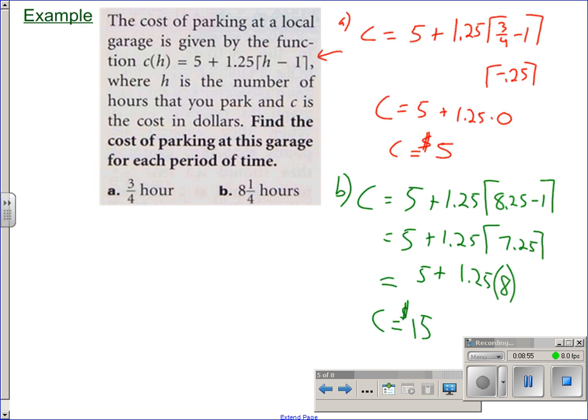Okay. That's the idea of step functions. One more video for absolute value.